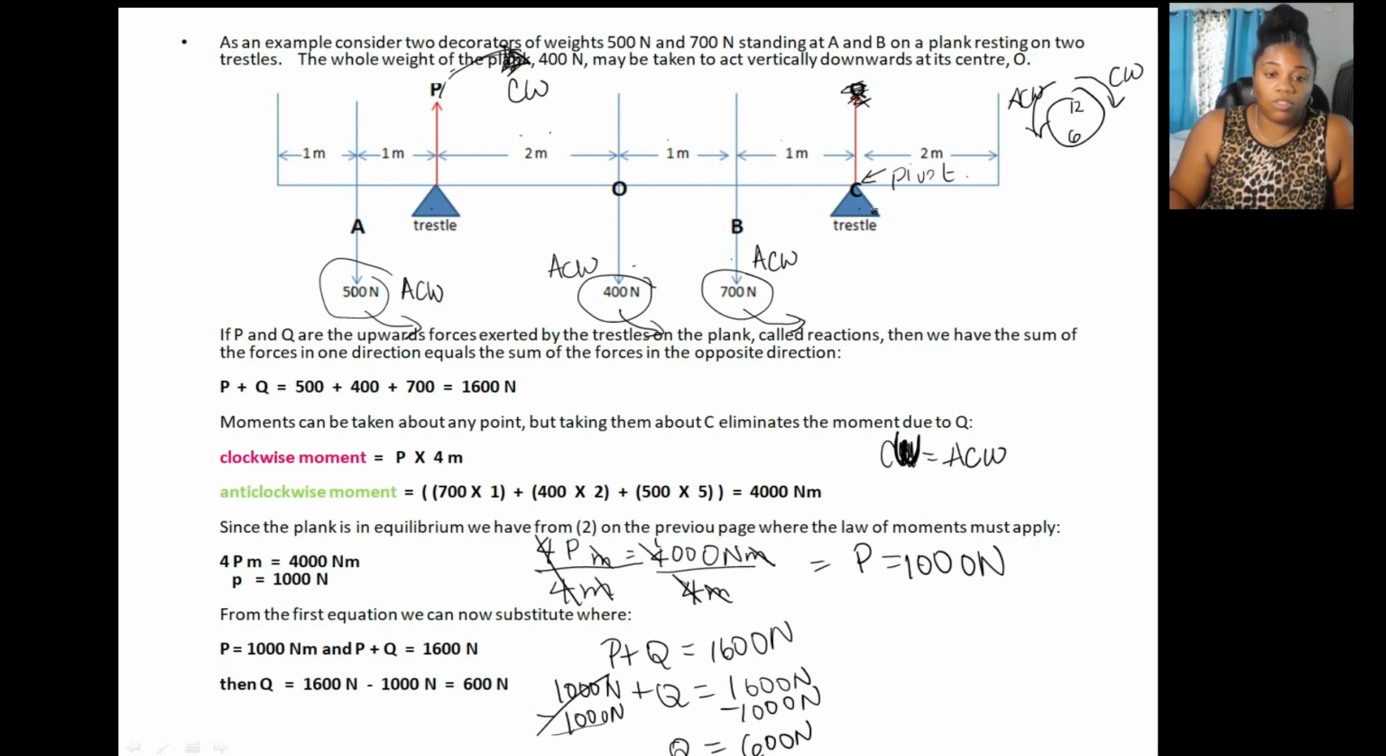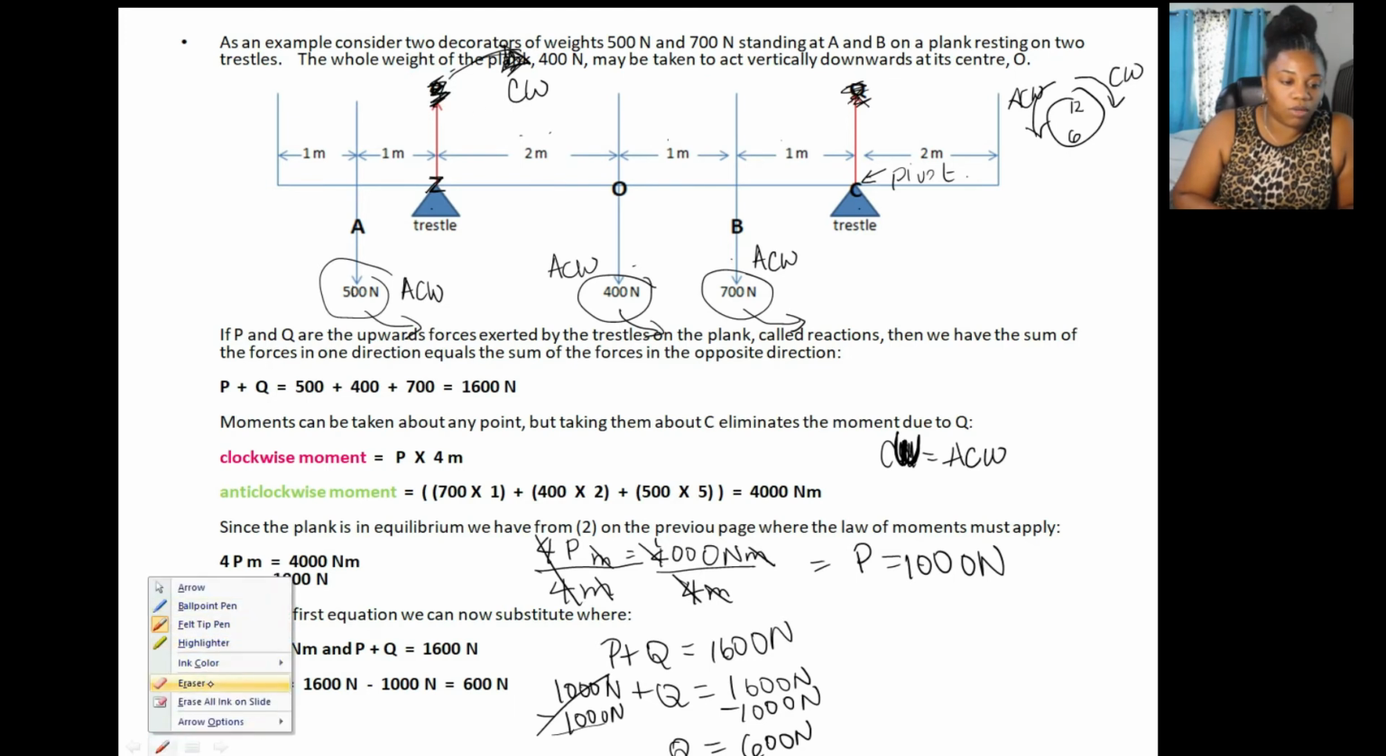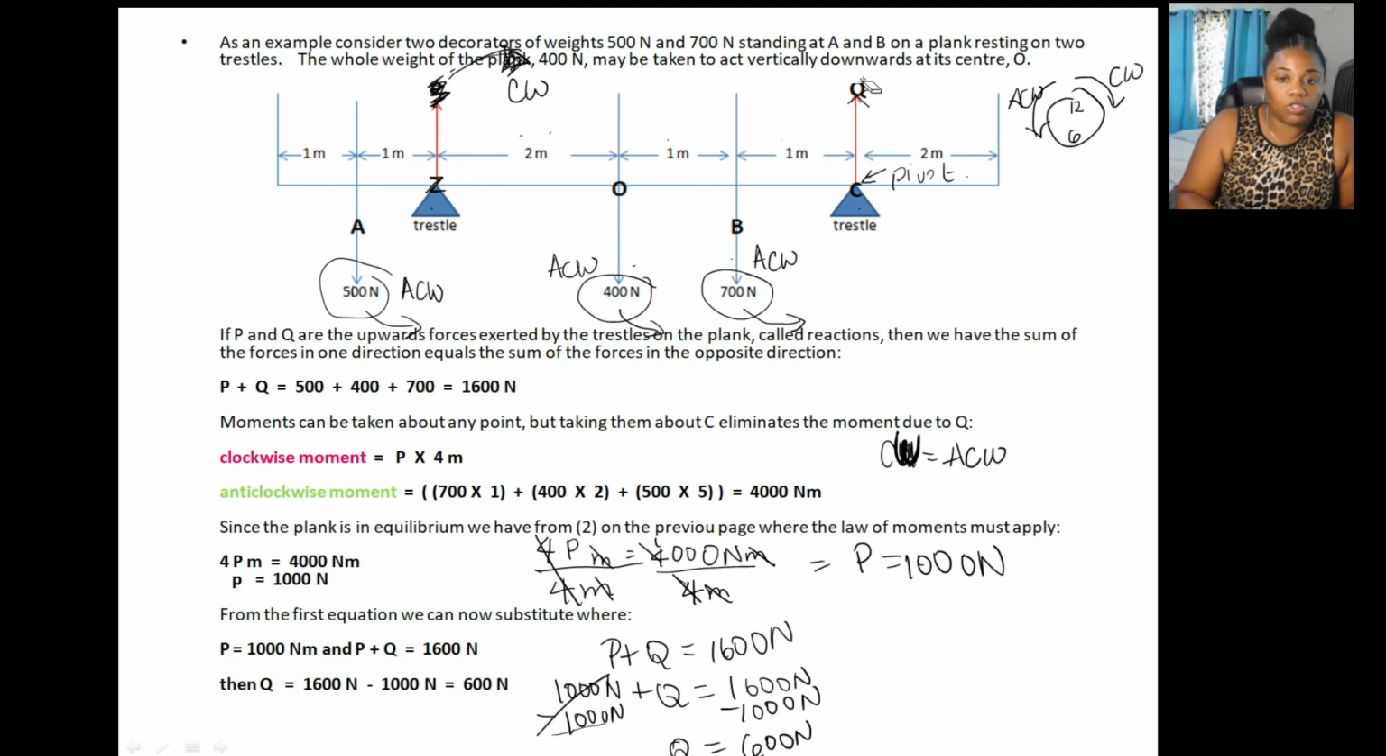But what you could do is now try to work it backwards. In other words, you could start off with P plus Q is equal to all of this, 1600, but we could name this Z and take moments about Z, and we're going to probably get the same thing. So if we ignore P and we put back into perspective Q, are we going to get the same thing? We should.